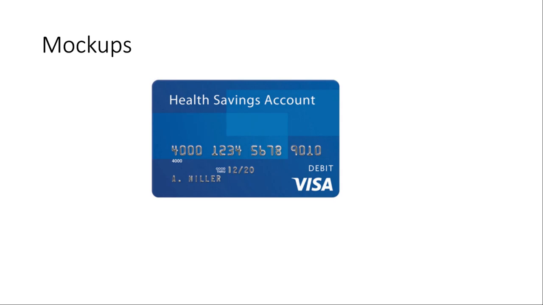Here's what the card would look like that they would get as a PDF. And it would, of course, have the number that's related to each individual participant. And here it says Visa, but it definitely would not be a debit card.